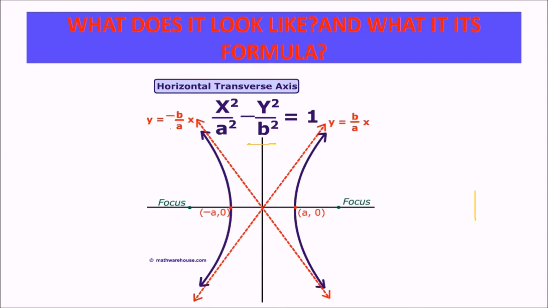If you can see here, x square by a square minus y square by b square is equal to 1. This is the equation of the hyperbola. The first focus is this one, and the second focus is this one.